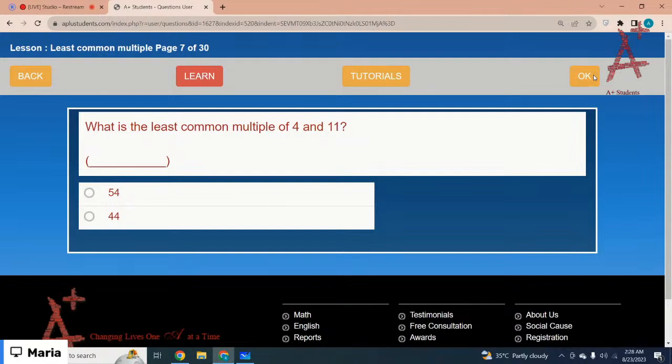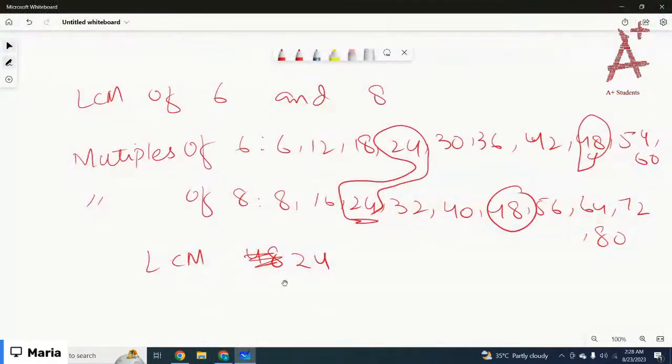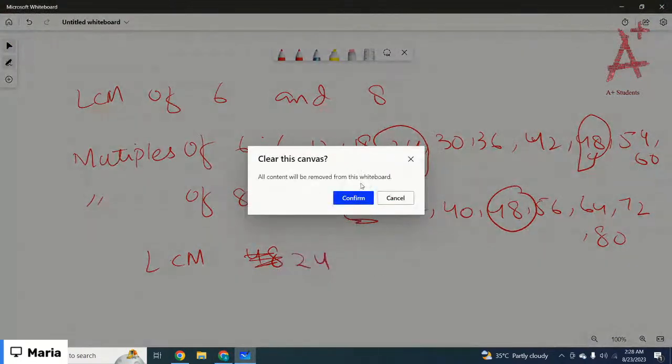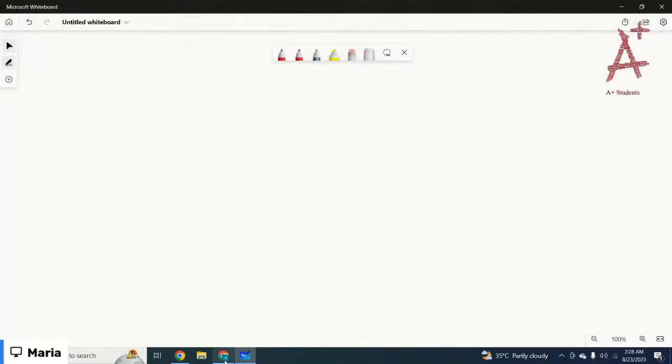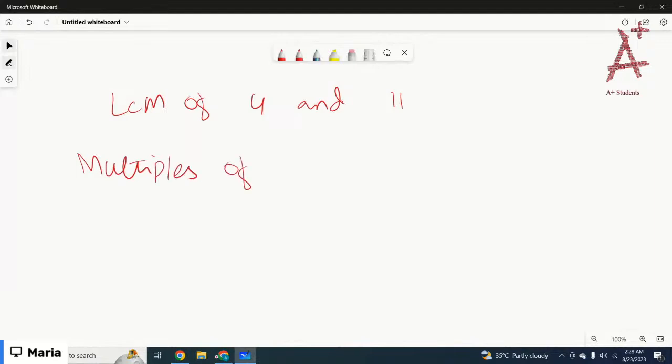What is the least common multiple of 4 and 11? Let's write down the multiples of both 4 and 11. No, 54 is not the correct option. It is 44. Let me explain how. 54 is not divisible by 11.